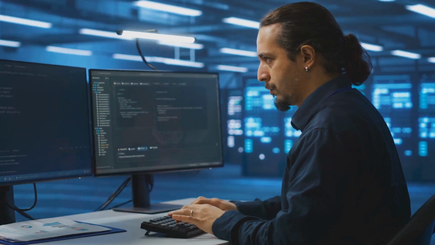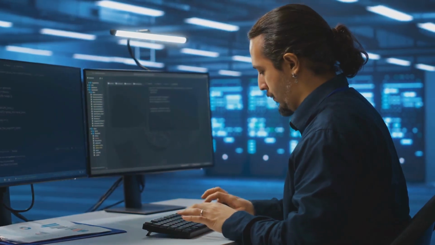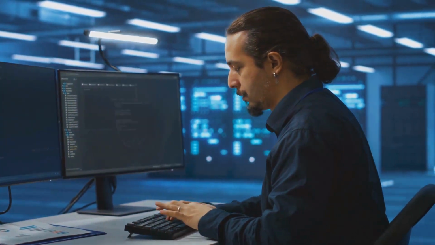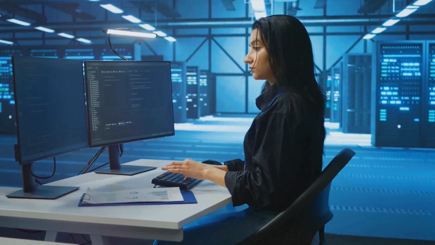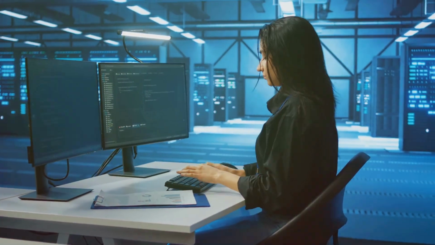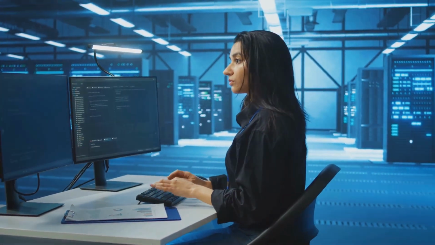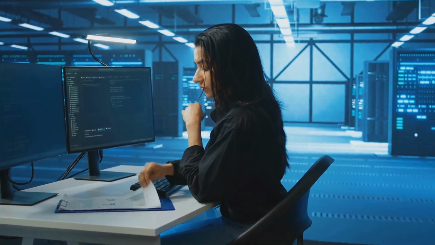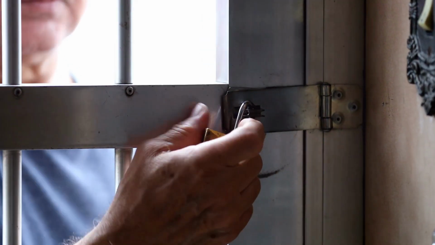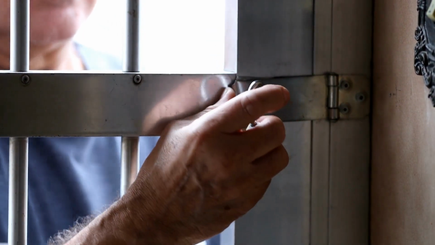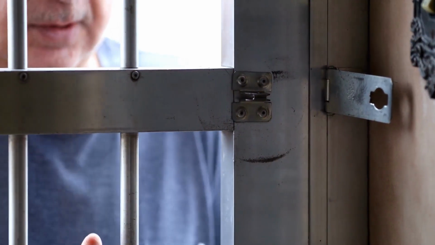Centralized authentication. Manage all user access from a single point, simplifying administration. This means that instead of having multiple authentication systems, you have one central system that handles everything, making it easier to manage and maintain. It's like having one master key for all your locks. Imagine the convenience of not having to carry around a bunch of keys for different doors. One key does it all.